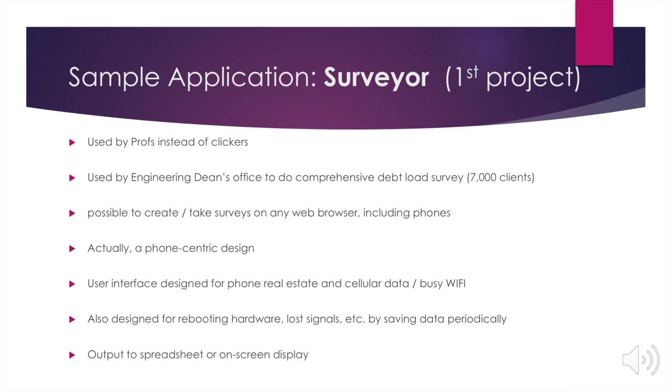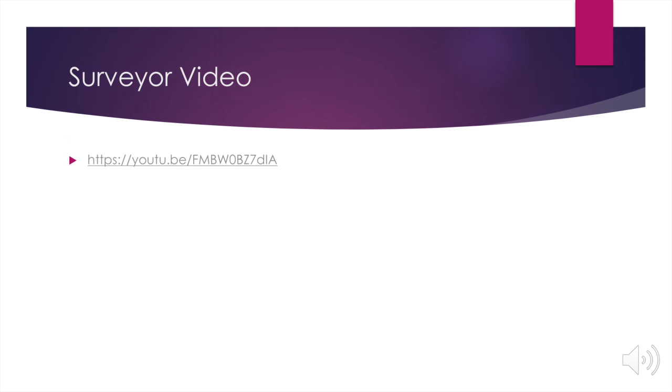We made the design look the same on phone as well as web browser because we didn't want there to be any inherent differences in what people see. The user interface is designed for the phone real estate and for cellular data, busy Wi-Fi. It uses the network very sparingly. Also, it's designed for rebooting hardware and lost signals. You can pick up where you left off in the survey at some later time. It outputs to a spreadsheet or to an on-screen display for the survey taker.